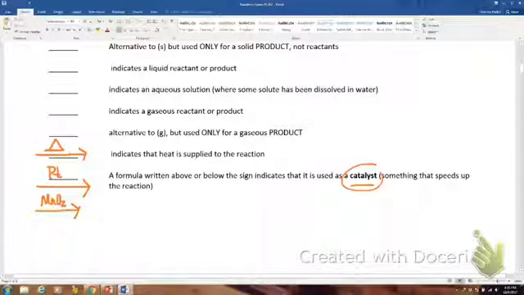And a catalyst is something that speeds up a reaction. It's not used in the reaction, it doesn't react, it just speeds up the reaction. Okay? So those are the things you will see in a chemical equation.